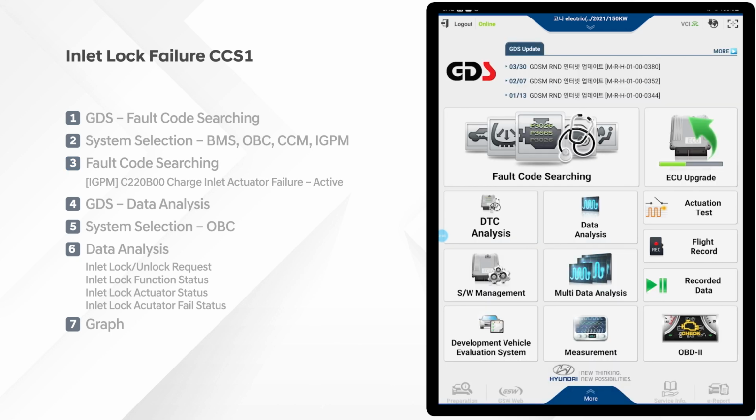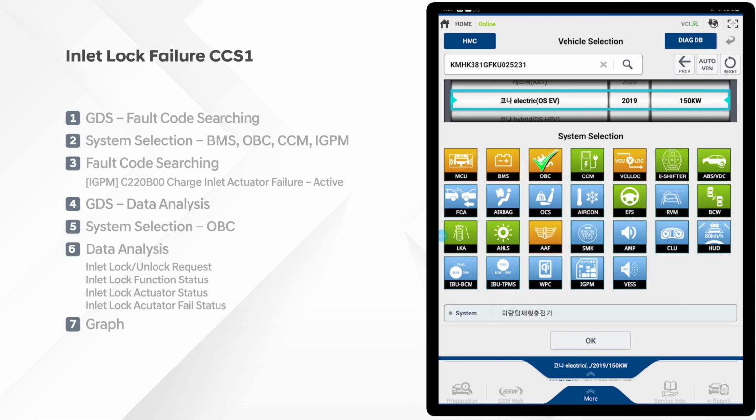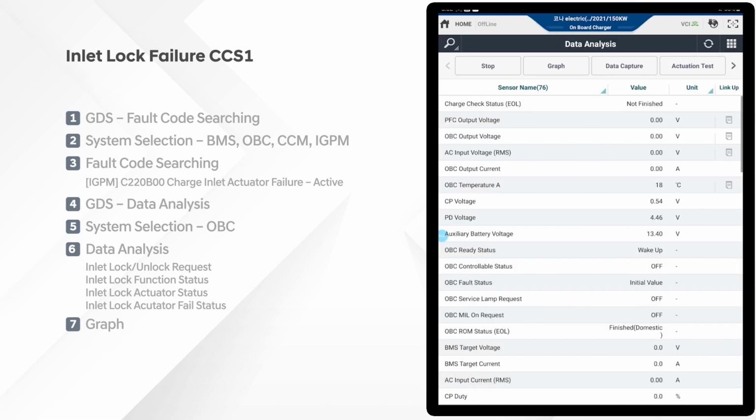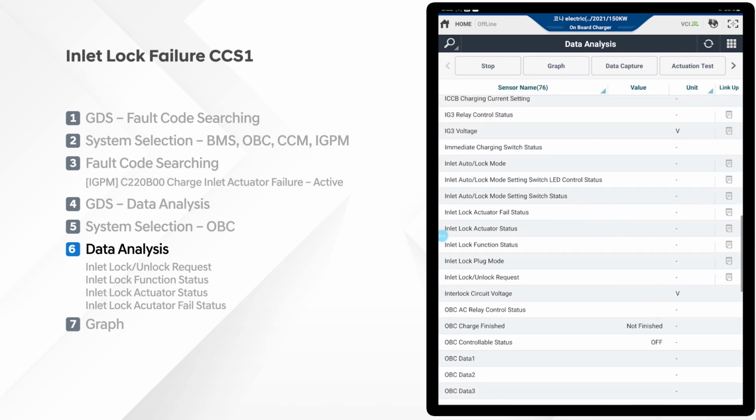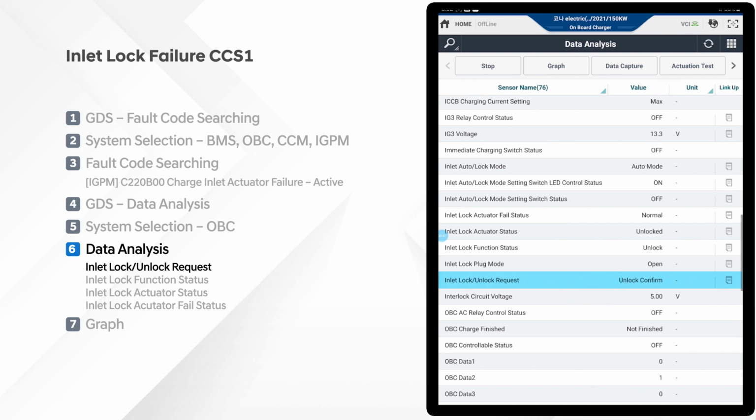Then, let's check the GDS current data when the issue occurred. Enter the data analysis and select OBC. Select the OBC request information, inlet lock unlock request.